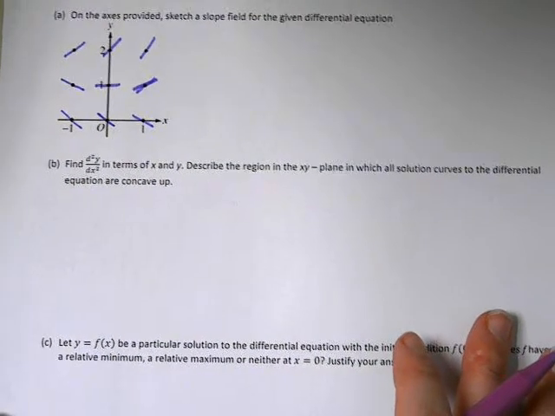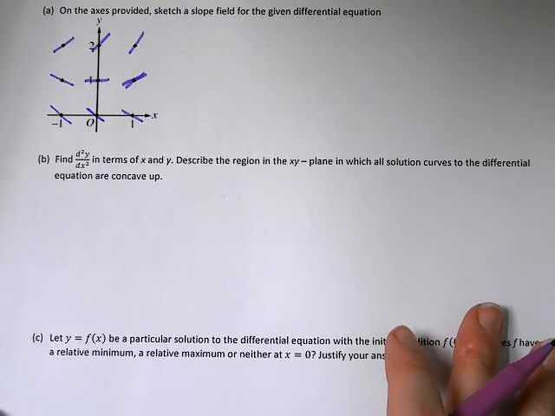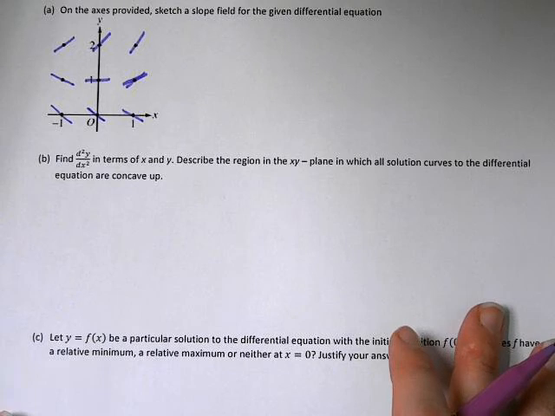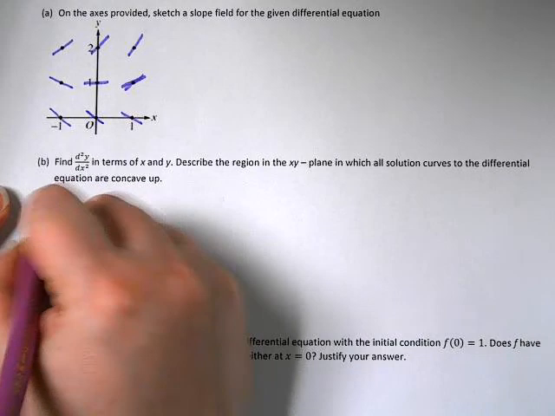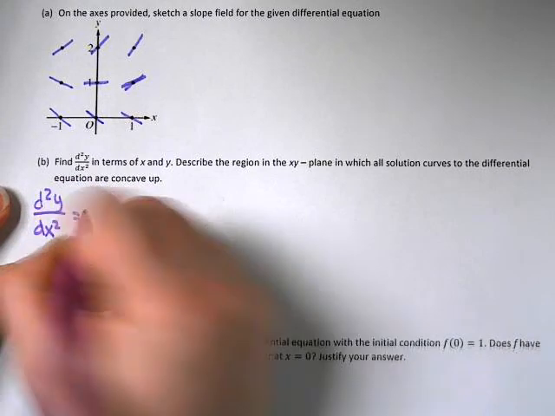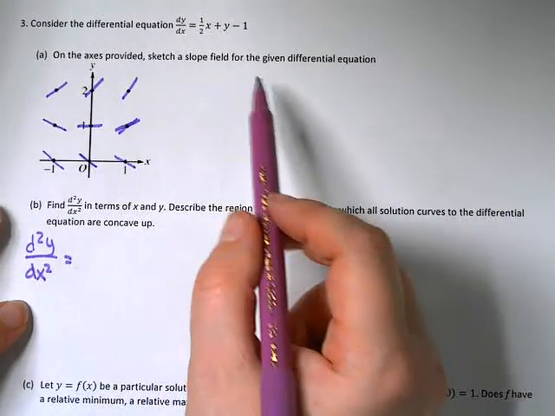So there's our slope field. Now the next part says find the second derivative in terms of x and y. Describe the region in the xy plane in which all solution curves to the differential equation are concave up. So first thing we're going to do is find the second derivative. So d2y over dx squared is going to equal, let's see, here's my equation up there.